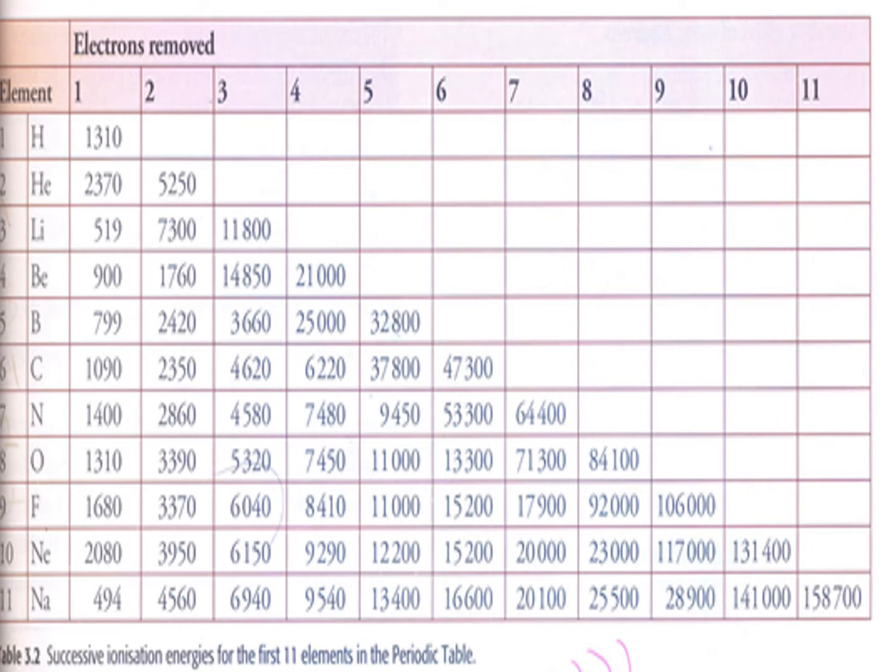And then so forth. Carbon is going to be after 4 electrons. You can see a big jump from 6,000 to 37,000. And nitrogen is 5 electrons because it goes from 9,000 to 53,000.